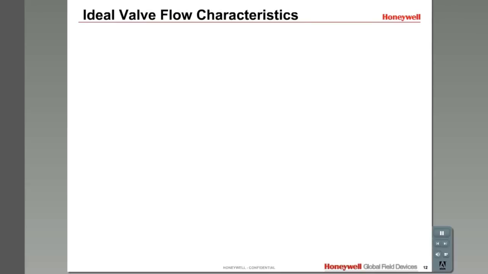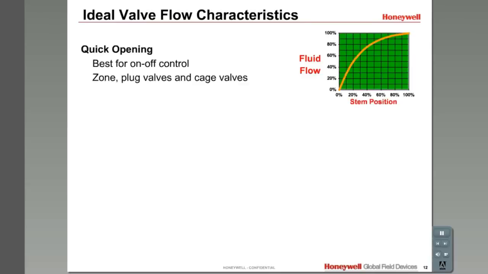Flow characteristics refers to how the flow changes as the valve opens and closes. A quick opening valve provides large changes in flow for very small changes in valve opening. This is often used for 2-position valves that need to be either on or off. Zone plug valves and some cage valves are quick opening. They also have the advantage of a soft close, which minimizes water hammer.